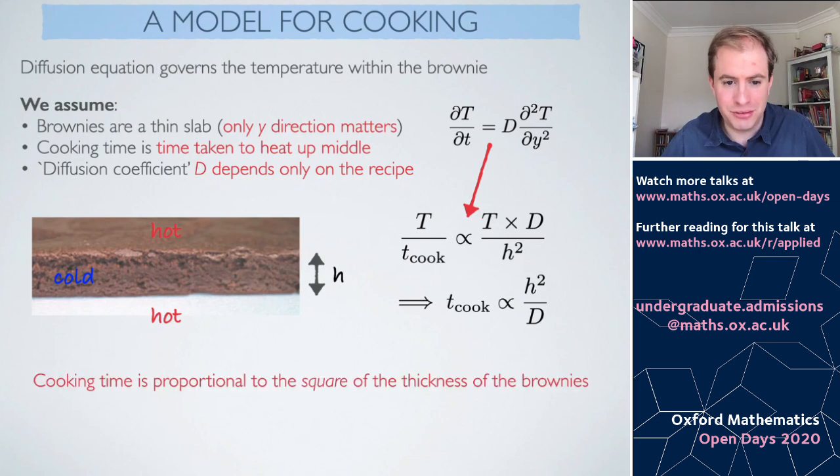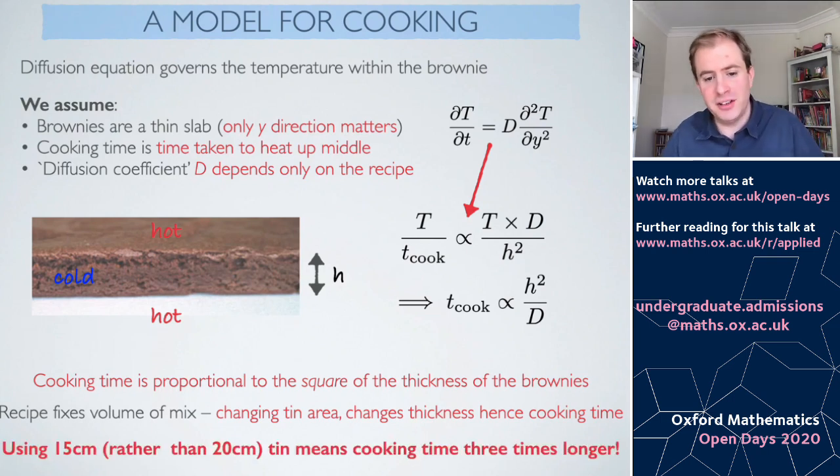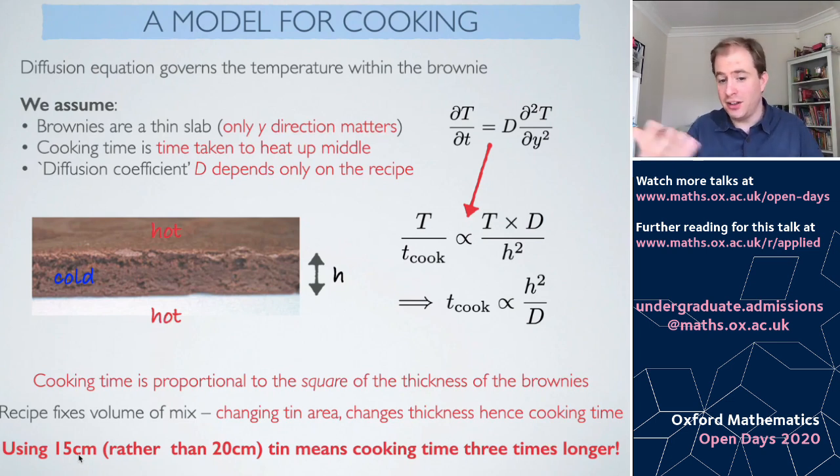And that's a really important result because it shows that the cooking time is proportional to the square of the thickness of the brownies, and that's quite a sensitive dependence. But also, getting back to our brownie recipe, the recipe fixes how much volume of brownie mix we're going to make. So when I change the area of the tin, I'm going to change the thickness, and hence I'm going to change the cooking time. So it turns out that when you do the calculation, just this very fact of using a 15 centimetre rather than a 20 centimetre tin means that the cooking time has to be 3 times longer. You make the thickness just that little bit bigger because the area is smaller, and so the cooking time goes up a lot.